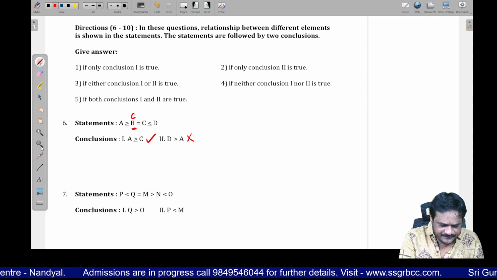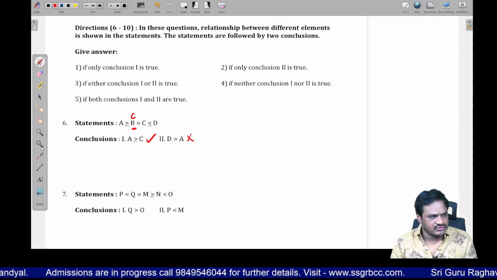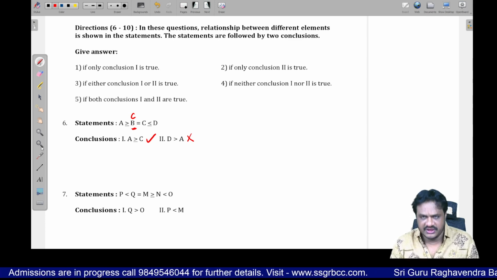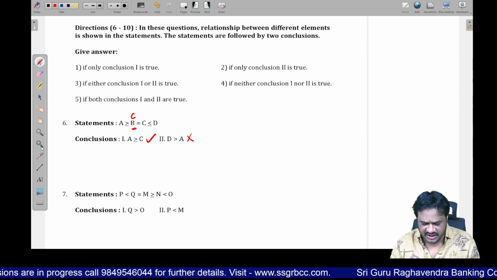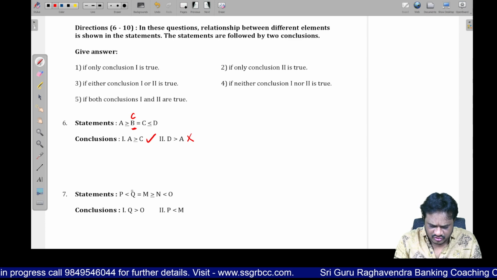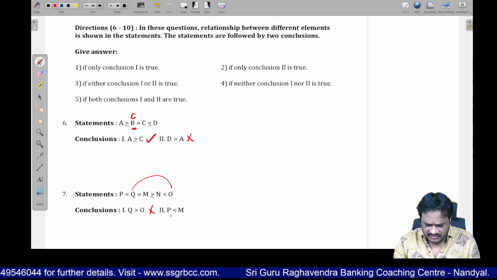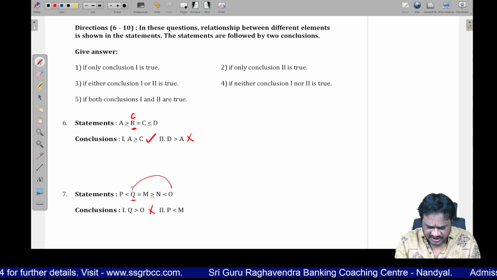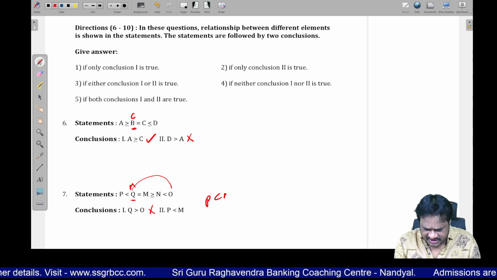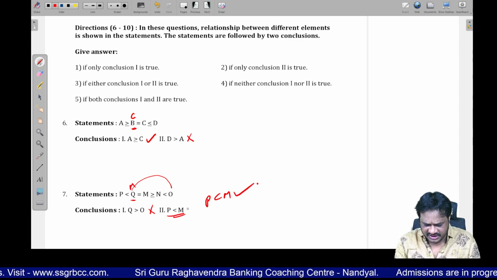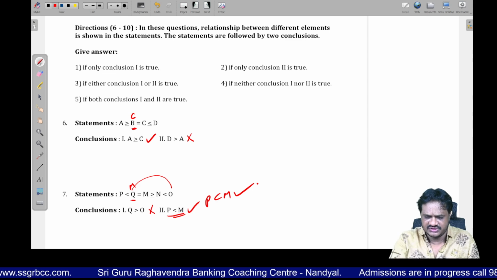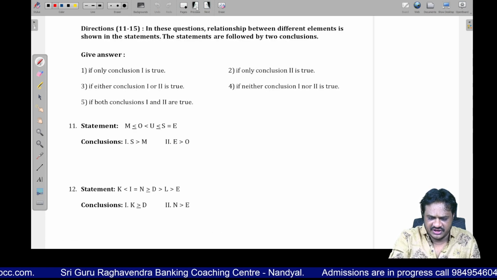Next one, P less than Q. Q is equal to M. M greater than or equal to N and N less than O. Q to O there is no common symbol. First one does not follow. P to M, P less than Q, Q is equal to M. Therefore, P less than M definitely follows. Second one definitely follows.